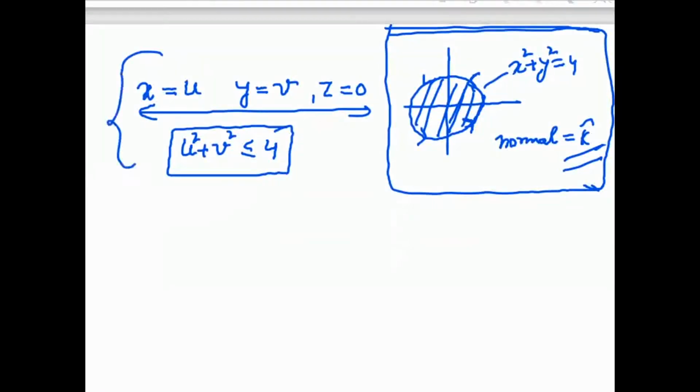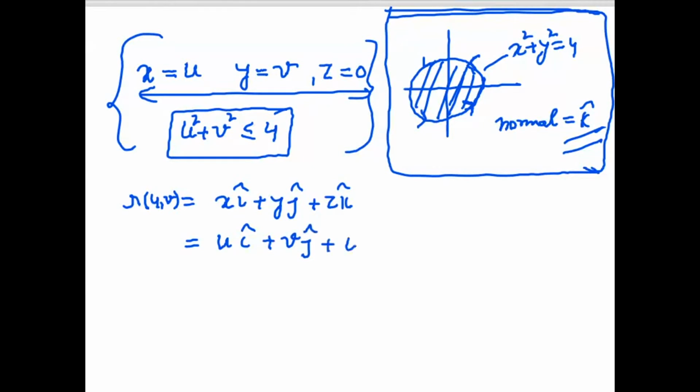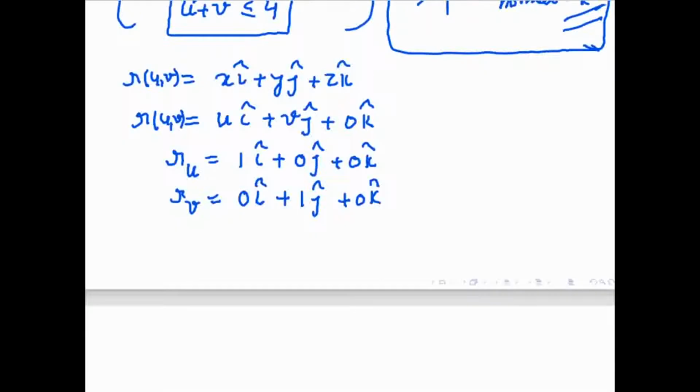And what is the advantage of this parameterization? That we will see later. So r is x i-cap plus y j-cap plus z k-cap. So this is r(u, v). The x value is u i-cap, the y value is v j-cap, and z is 0 k-cap. Then I am calculating r_u. This will come 1 i-cap plus 0 j-cap plus 0 k-cap, and r_v will come 0 i-cap plus 1 j-cap plus 0 k-cap, and then we will calculate r_u cross r_v.